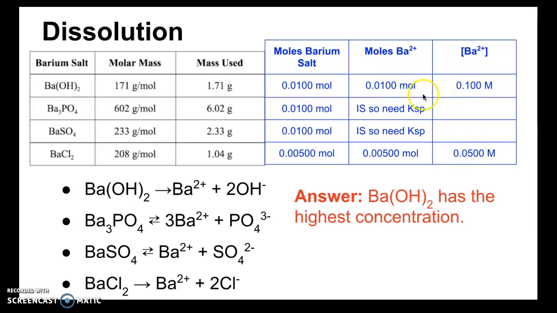You don't even need to calculate the molarity here. You can just compare the moles since the volumes are the same for all solutions. So you can see here that barium hydroxide has the most moles of barium, or the greatest concentration, excuse me, of barium. For the ones in the middle, we can't really do anything with them because we don't have the KSP, and they're insoluble, so we know that these wouldn't have the highest concentrations. The answer here is barium hydroxide.